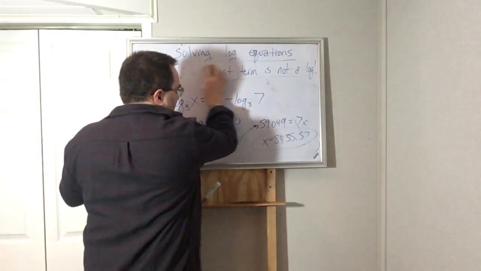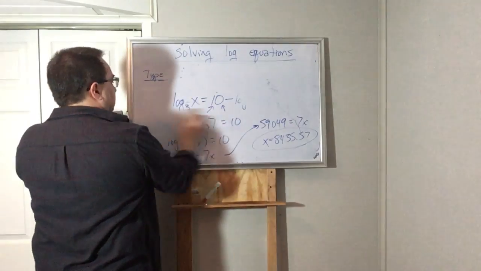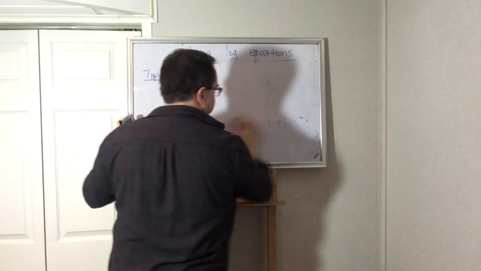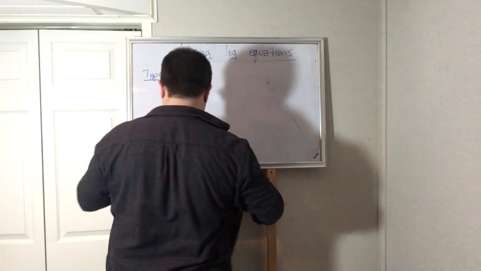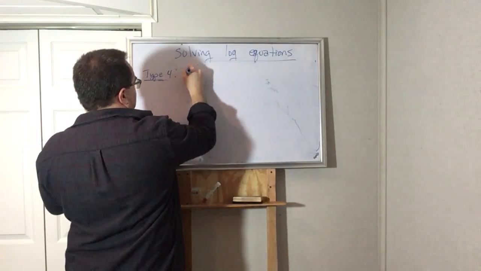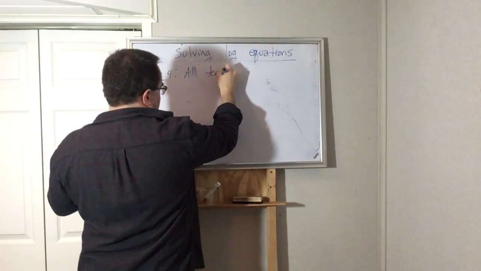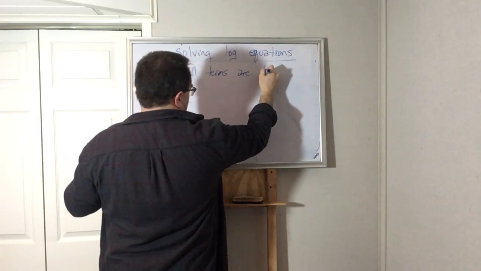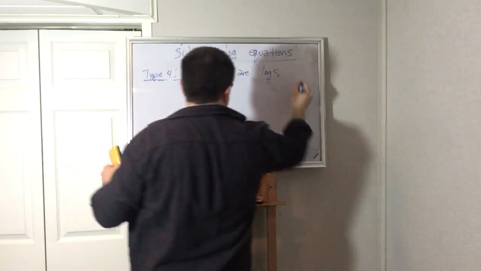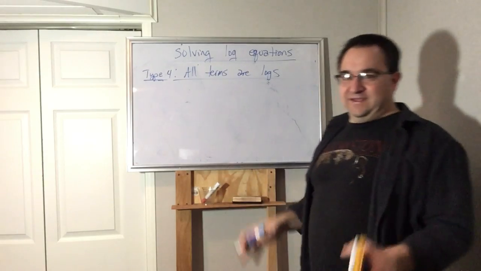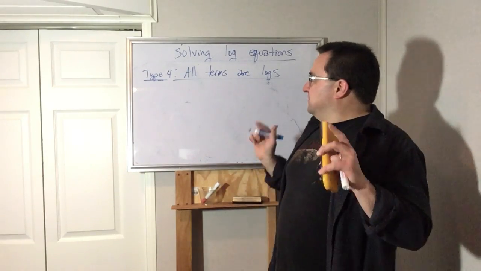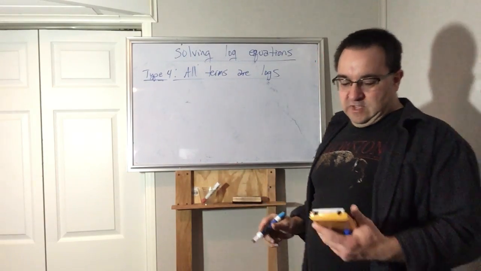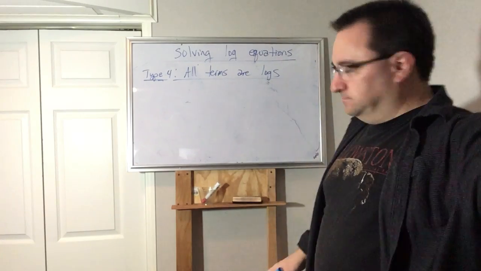So let's go back to type 4. All terms are logs. Everything on both sides must be a logarithm, and then it is a type 4 problem. All right, so let's start simple.